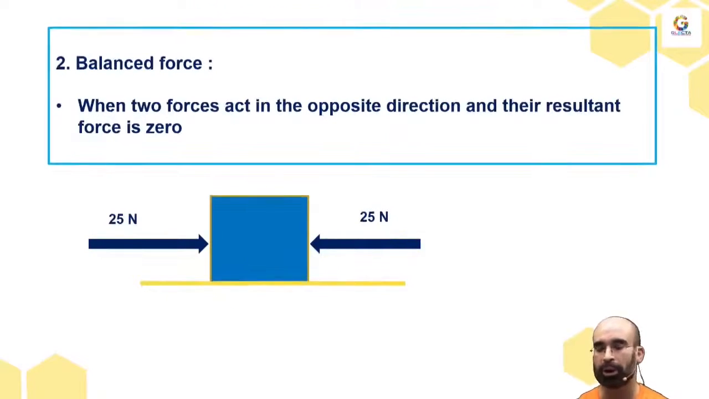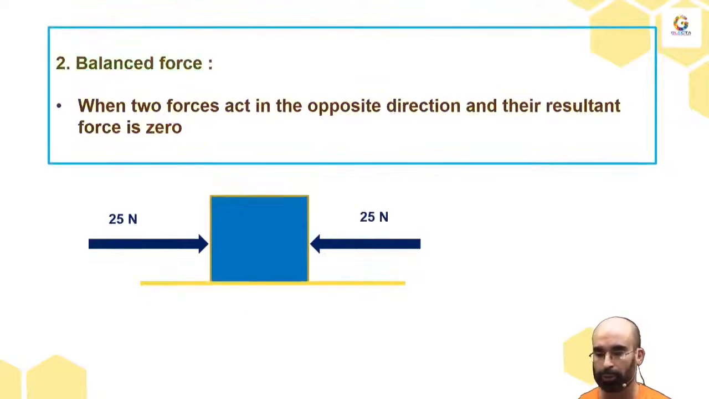Now let us talk about balanced force. When two forces act in the opposite direction and their resultant force is zero, it is called balanced force. Here you can see that the body is not moving. Two forces of equal magnitude, each one has magnitude 25 Newton, from left side and from right side. On both sides the box has force equal to 0. Resultant force is 0, and is considered to be balanced force.